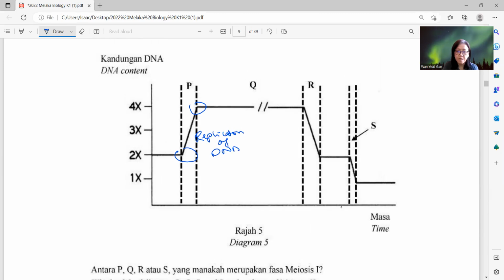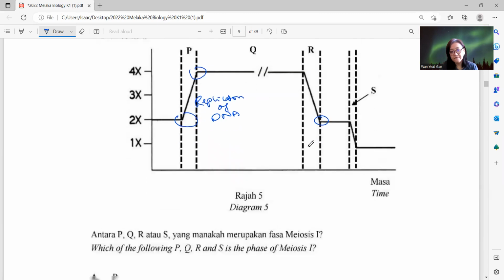And then during R, when the homologous chromosomes separate at anaphase 1, the number of chromosomes will reduce to half, back from 4 times to 2 times. So in each cell, you get the number of chromosomes reduced by half.